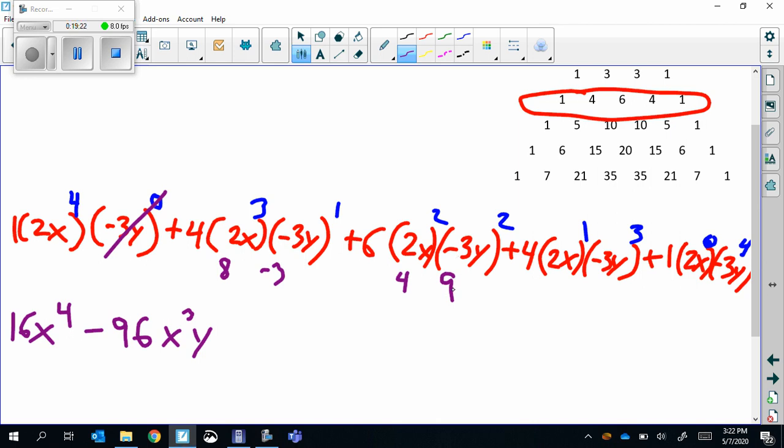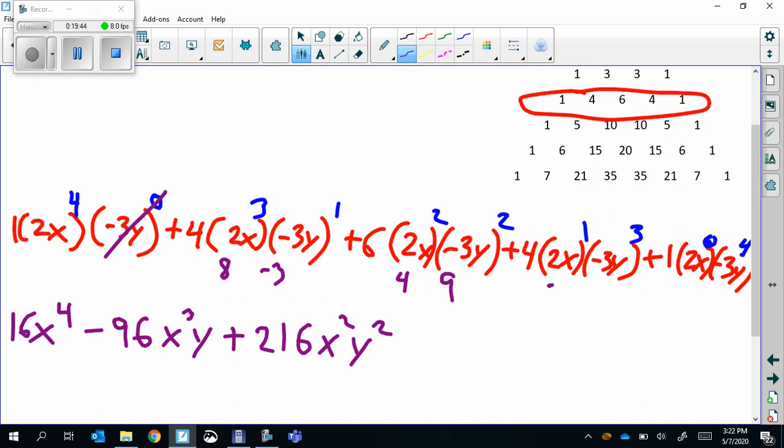However you want to multiply, let's do 6 times 9 is 54 times 4. It's going to be 216. And then we got an x squared and a y squared.